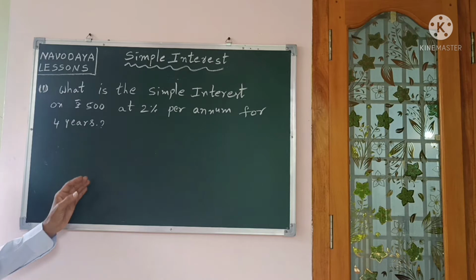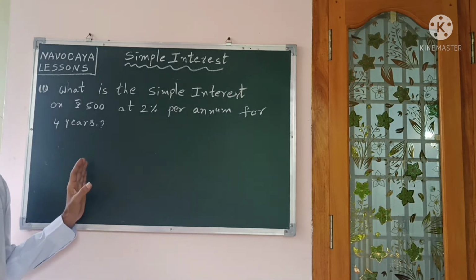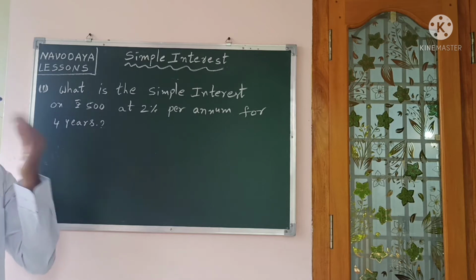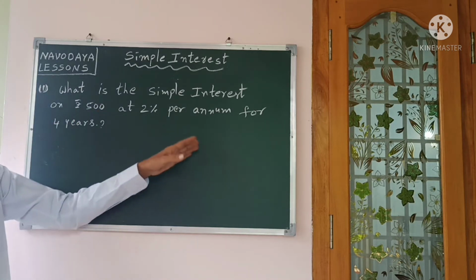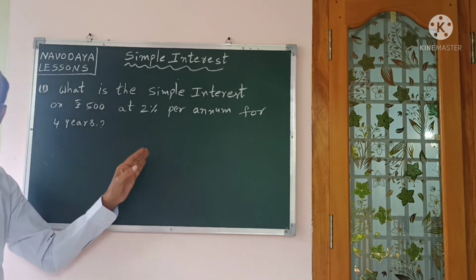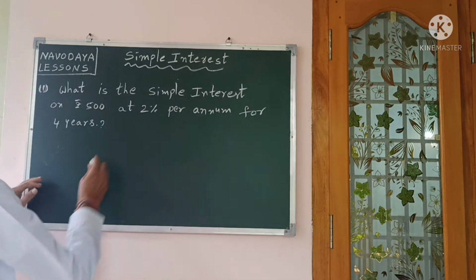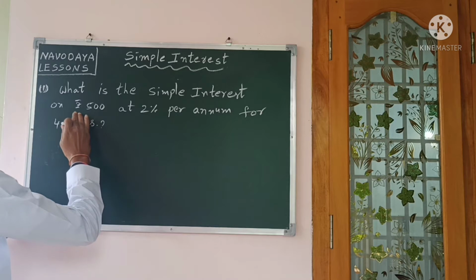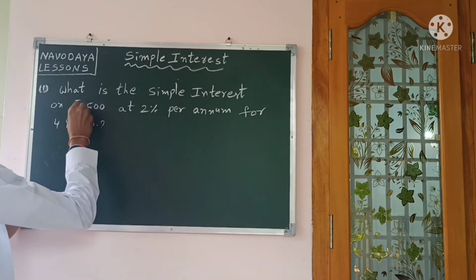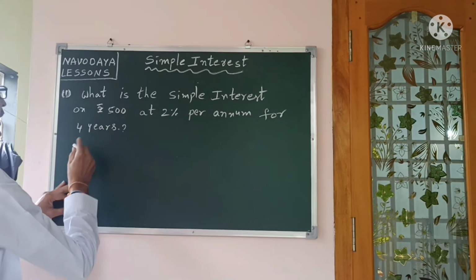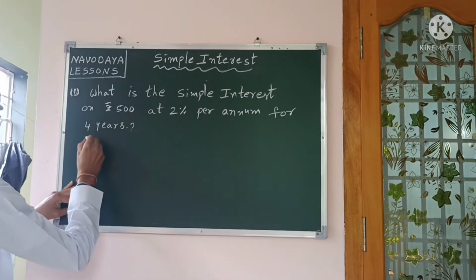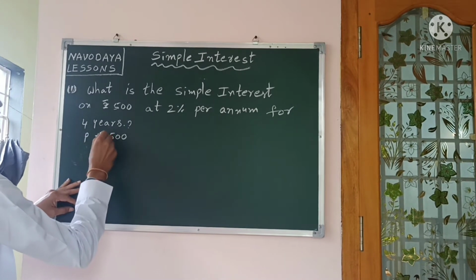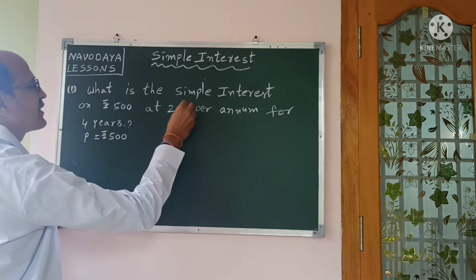First we have to write the data. Then we have to substitute the data in the formula. After that we will simplify the formula and we will get the answer. What is the data here? What is the simple interest on rupees 500? So rupees 500 is called principal. So what is P here? P is 500 rupees.